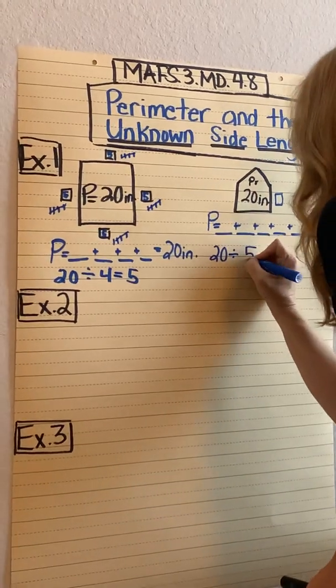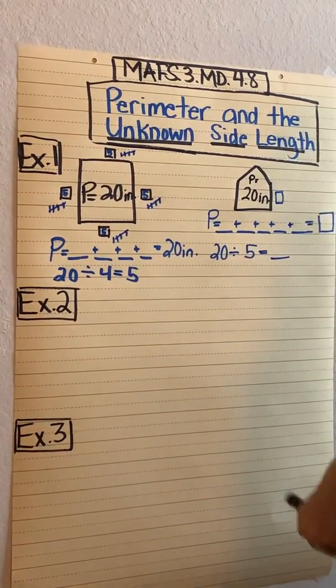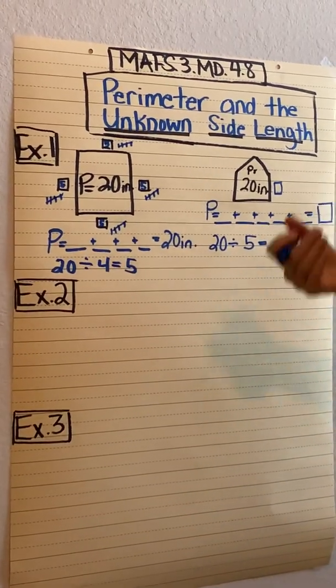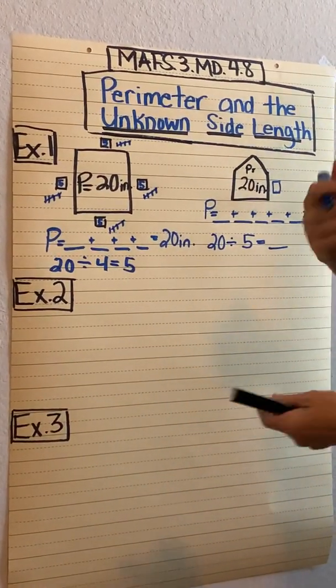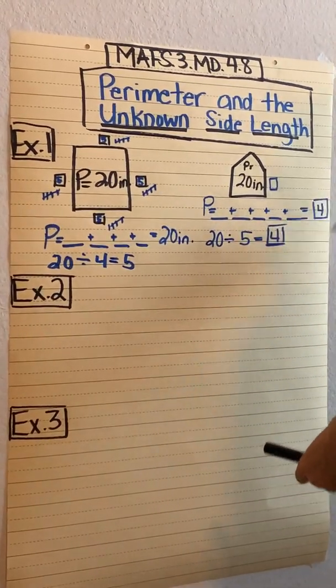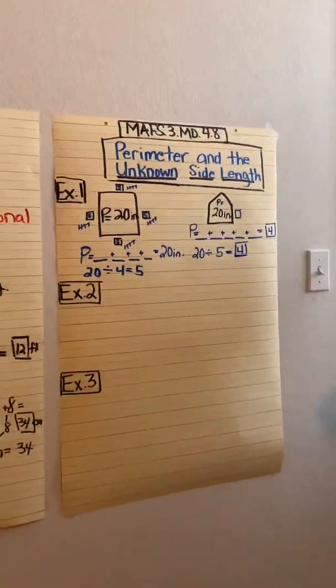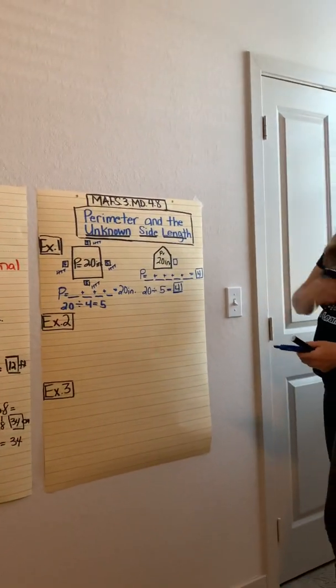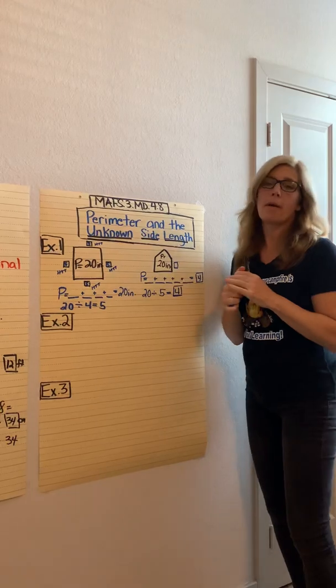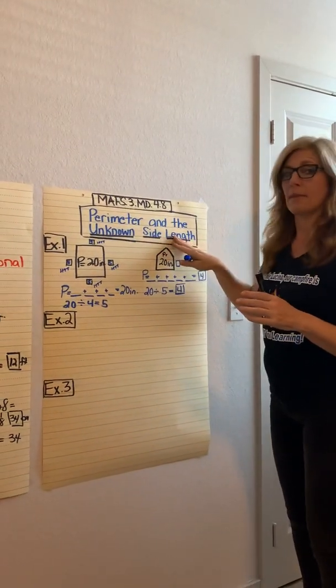So I'm going to divide it by 5 sides, and we've just been through this. We know 4 times 5 equals 20, so because of the commutative property, 5 times 4 equals 20. So my unknown will be 4 inches. Awesome. Give yourself a little pat on the back. You got this. So we're going to go to a second type of solving for the unknown side length.